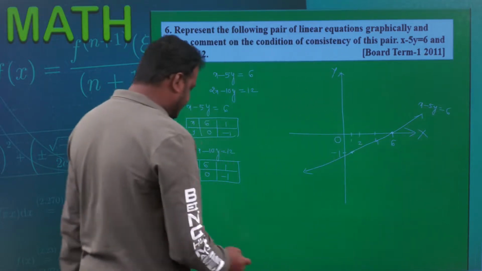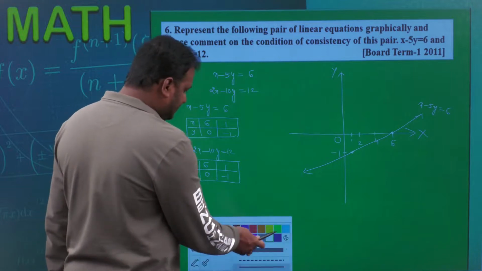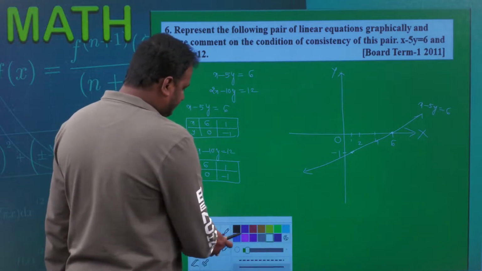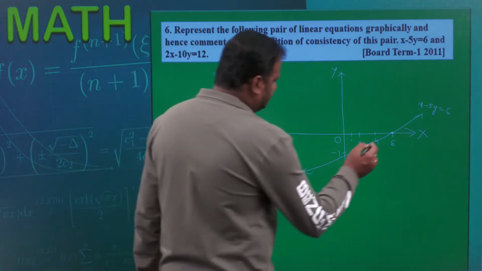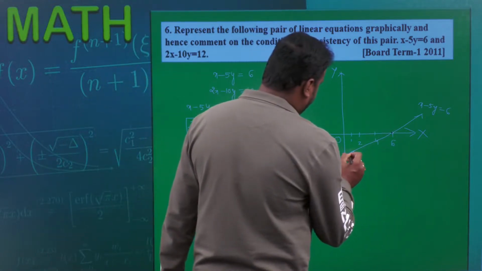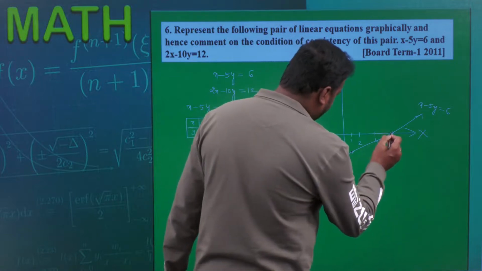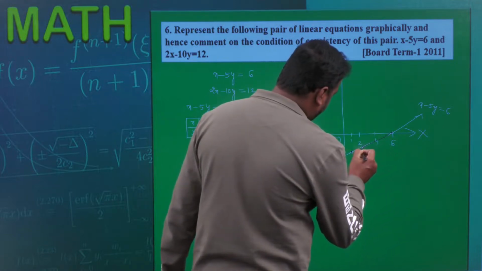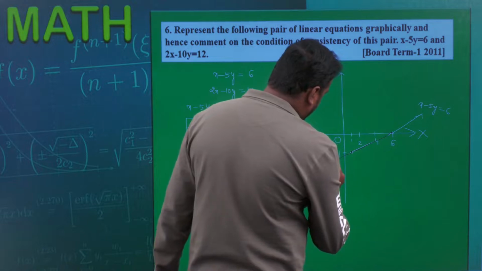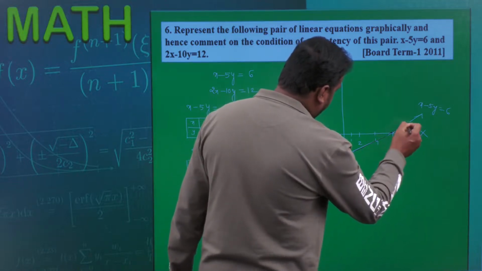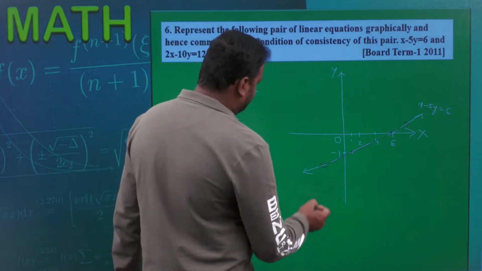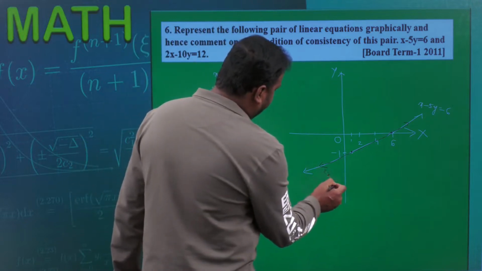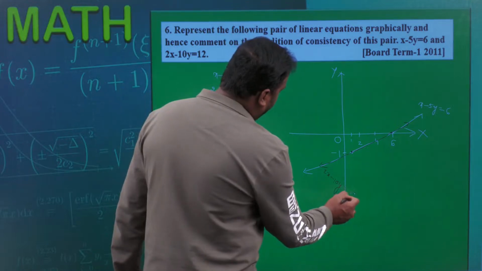Okay. Now what is the second line here? I am going to draw the second line. This is one point and this is another point. Again passing through these two. So this is one more line, isn't it? The name of the line is 2x minus 10y is equal to 12.